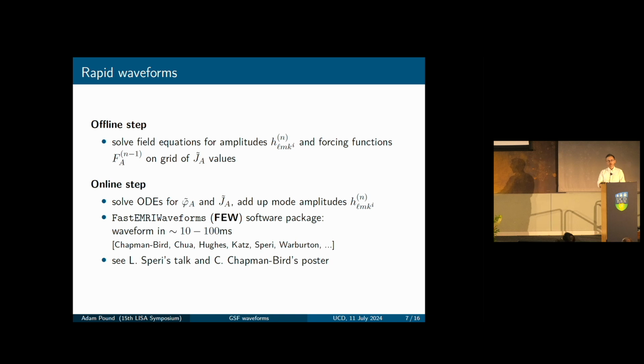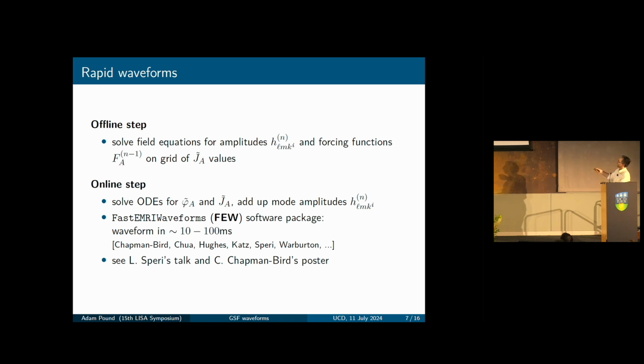Now, this method is very nice for two reasons. One is it's a practical method of solving the Einstein equations. It's actually the only method we know how to do at second order in perturbation theory. But also, it enables the rapid waveform generation that I mentioned. So the way it does that is it allows a nice clean split between offline steps, pre-computing data, and then very rapid online waveform generation.